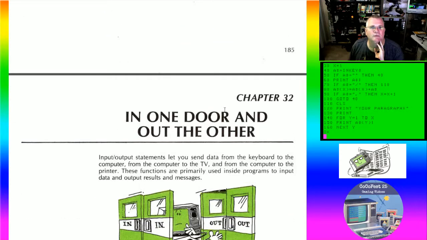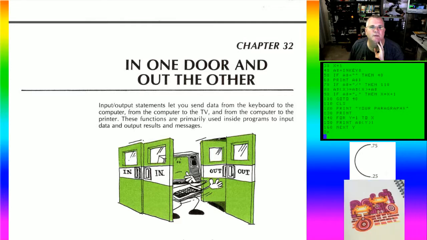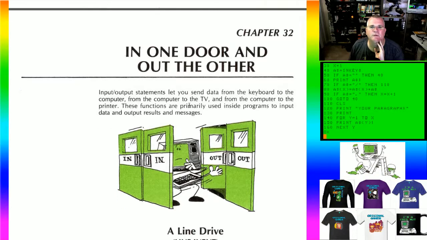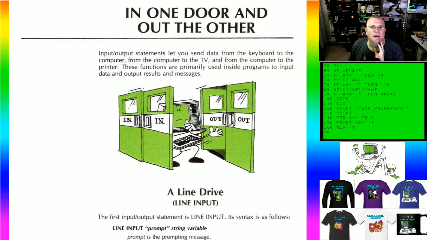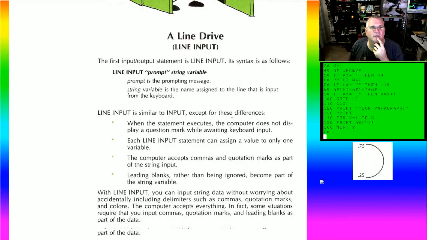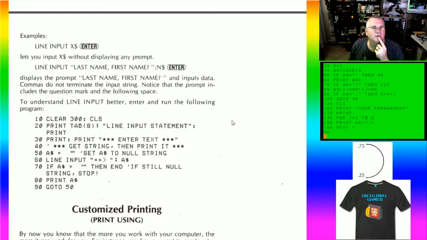Then we get into chapter 32, in one door and out the other. Input and output statements let you send data from the keyboard to the computer, from the computer to the TV, and from the computer to the printer. These functions are primarily used inside programs to input data and output results. So we have line input to a string variable. Line input X string. What is your first name?